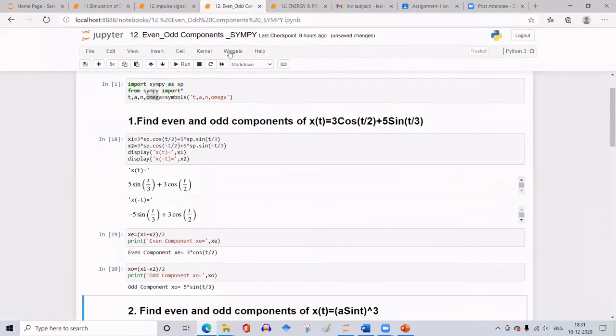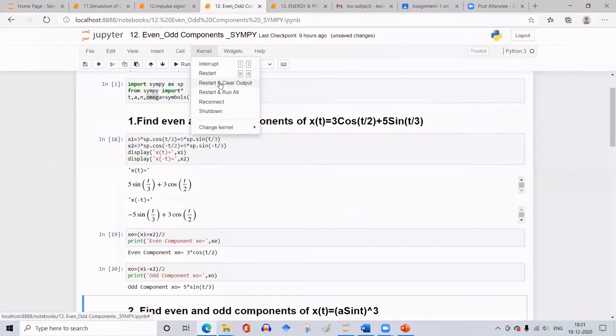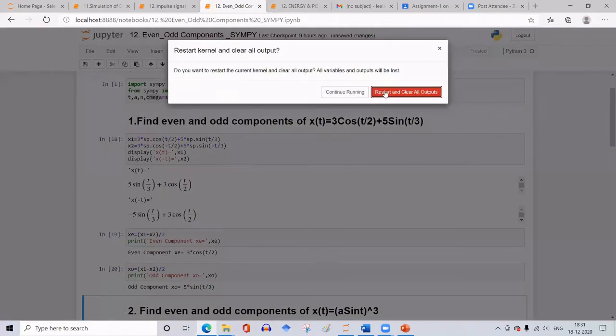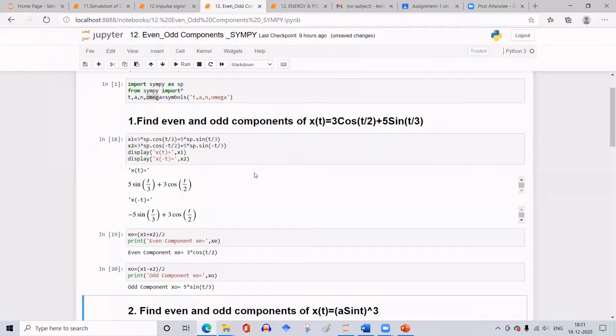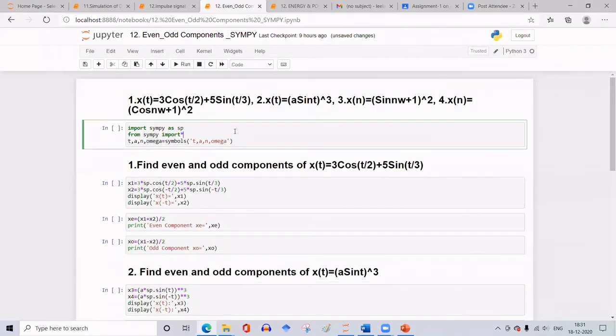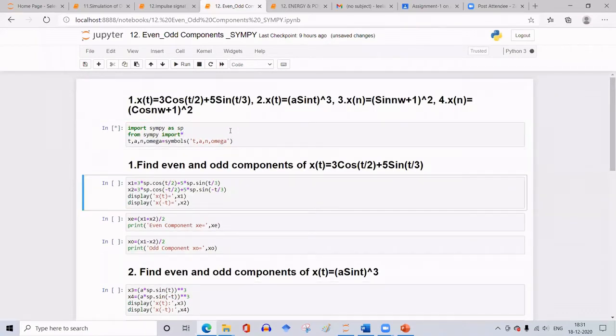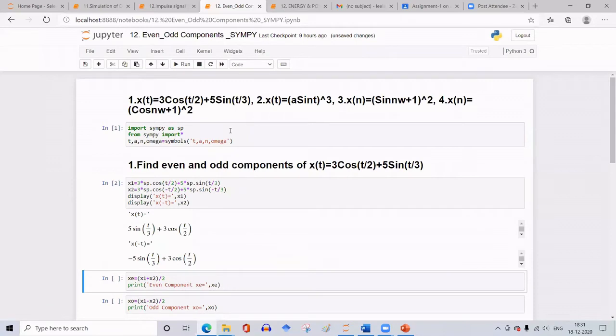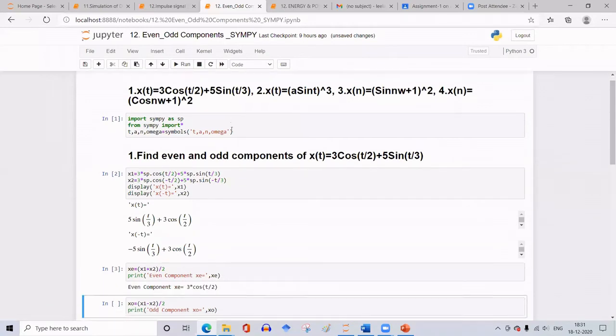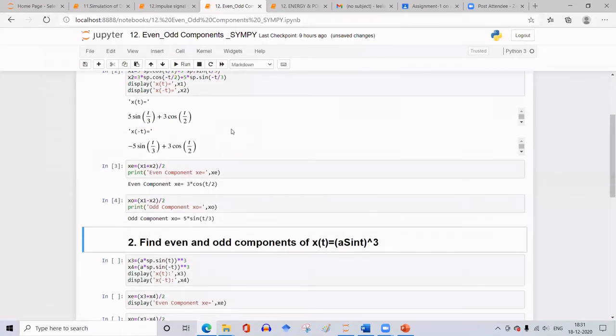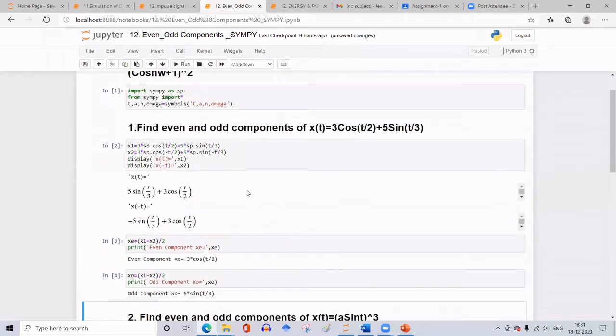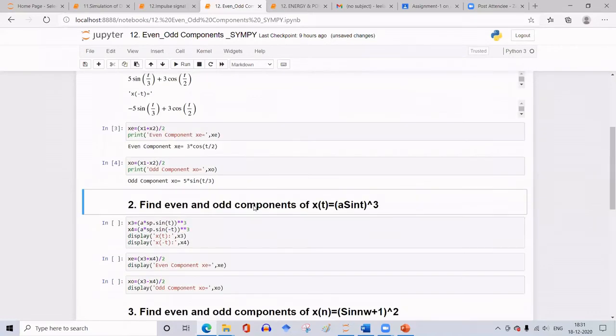Okay, so let me restart the kernel, clearing all the previous output. Okay, so let me start from the beginning. This is our x of t and x of minus t, and this is the even component, and this is the odd component. Okay, so given any x of t, this is how you should do.